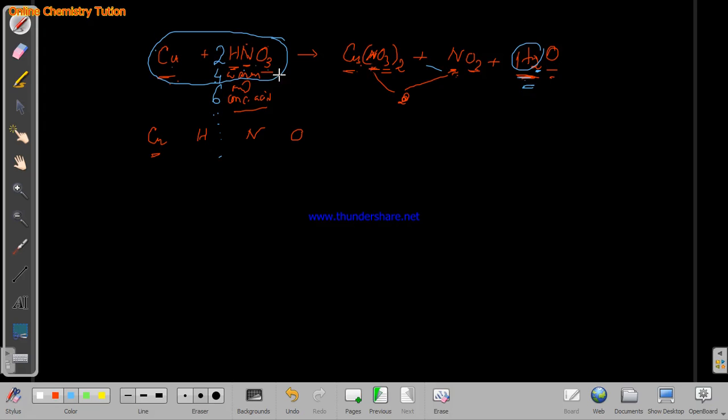Now we'll calculate the number of nitrogen atoms. Here nitrogen is 2, here nitrogen is 1. Next in preference is nitrogen. So nitrogen 2 is okay. Nitrogen 2 is present, and here there is 1 nitrogen.